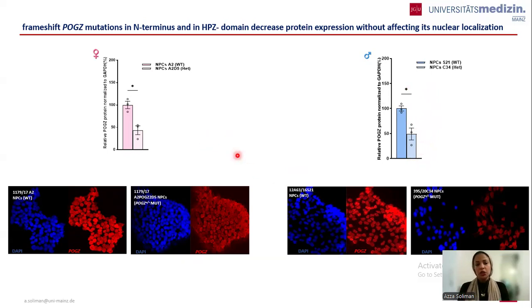For the localization, it's known that POGZ is mainly localized in the nucleus. We wanted to investigate whether the mutation might affect the protein localization. As you can see, in the mutant female CRISPR NPCs the localization didn't change. It's still co-localized with DAPI, and it was the same case with the patient male NPCs: POGZ still localized in the nucleus, especially since we still have wild type POGZ expressed from the wild type allele.